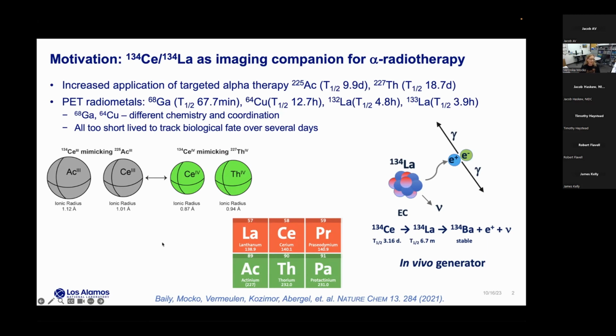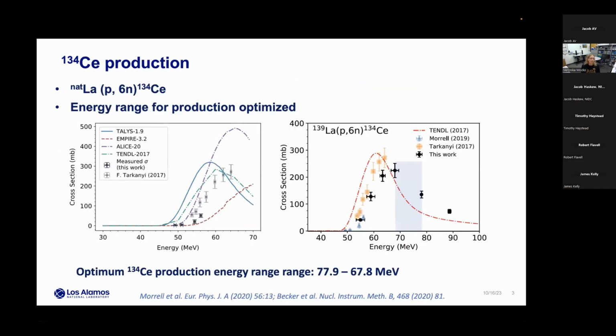On the cartoon on the left, you can see that actinium-3 and cerium-3 are similar in size and oxidation state, but cerium can be oxidized to cerium-4 and mimic thorium, which is in the 4+ oxidation state. So how do we get to Cerium-134? How can we produce it, can we produce it with good specific activity, and can we produce it in high amounts useful for the end users?